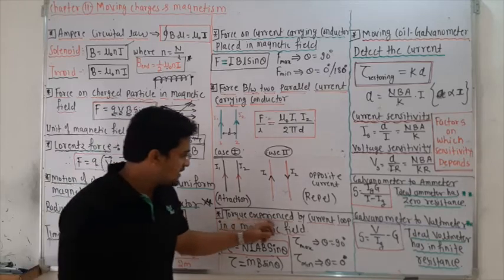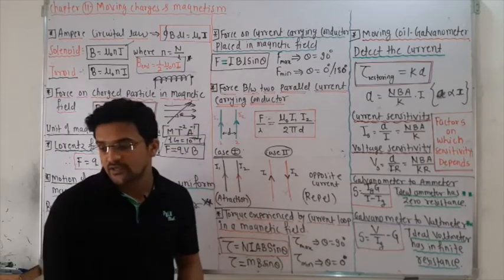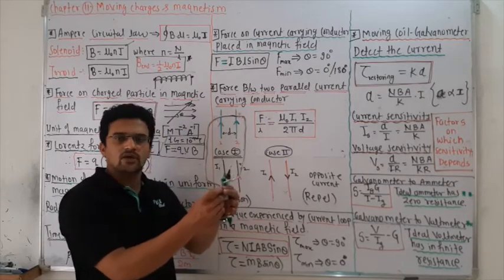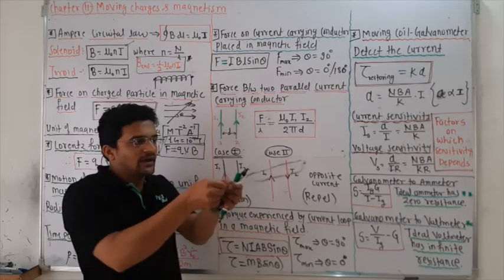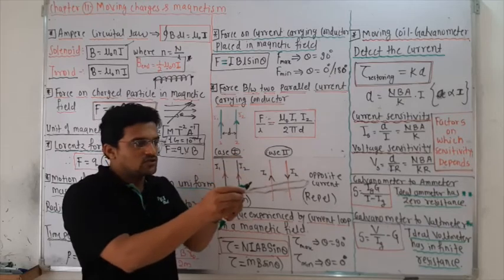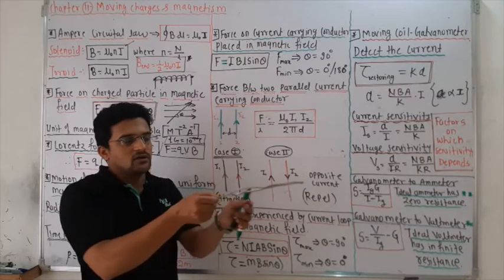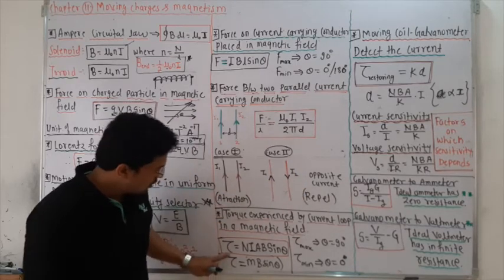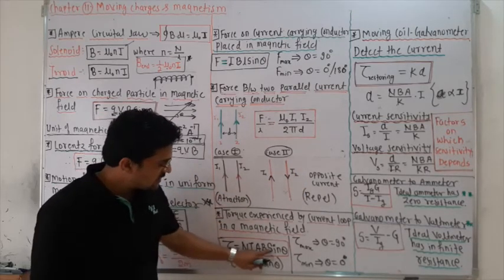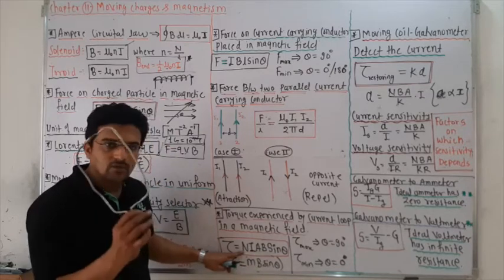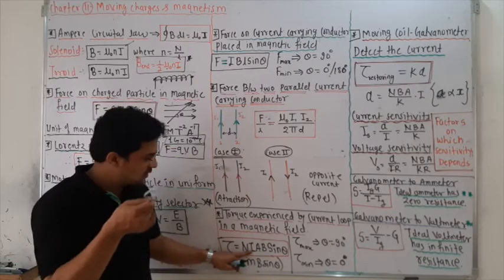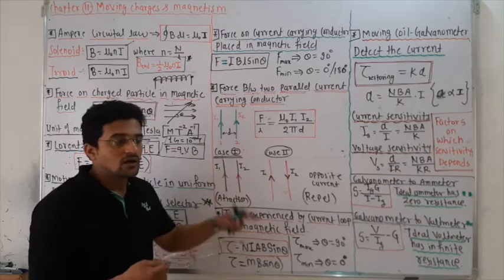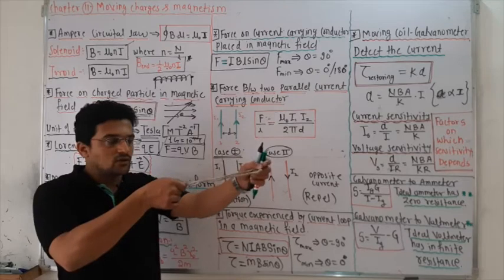Next is the torque experienced by a current loop. Suppose this is any loop, maybe square or maybe circle. If you place it in a magnetic field and pass current, it will deflect and start rotating. Why is it rotating? Because torque is applied, and that torque is given by NIAB sin theta, where N is the number of turns, I is the current through the conductor, A is the area of cross section, and B is the magnetic field in which this loop is placed.